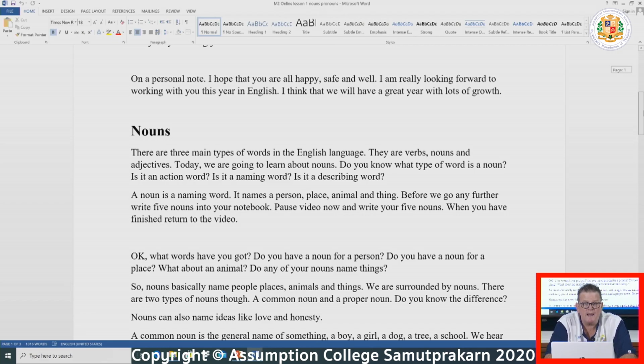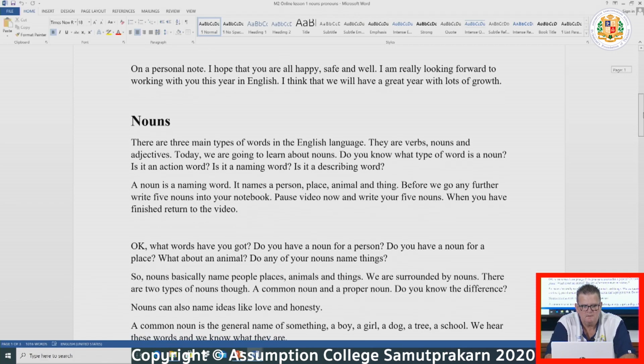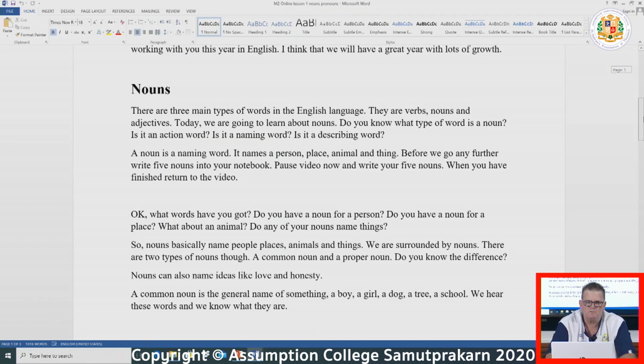Okay, the first thing I want to look at is nouns. There are three main types of words in the English language. They are verbs, nouns and adjectives. Today we are going to learn about nouns. Do you know what type of word is a noun? Is it an action word? Is it a naming word? Is it a describing word? A noun is a naming word. It names a person, place, animal, and thing.